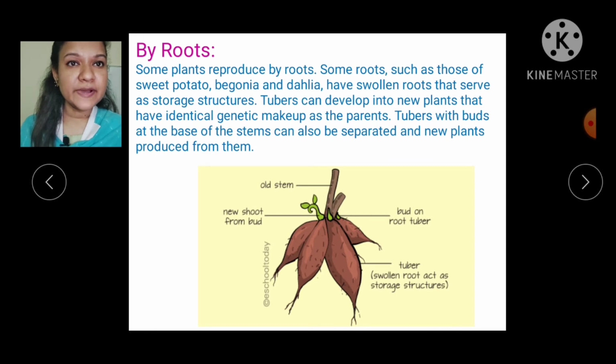Now I go for roots. Some are reproduced by roots, like sweet potato, begonia, dahlia, which have swollen roots that serve as storage structures. Tubers can develop into new plants that have identical genetic makeup as the parents. Tubers with buds at the base of the stems can also be separated, and new plants produced from them. Here you can see this is the picture of old stem and new shoot from bud on the root tuber. This is the swollen root acting as a storage structure.